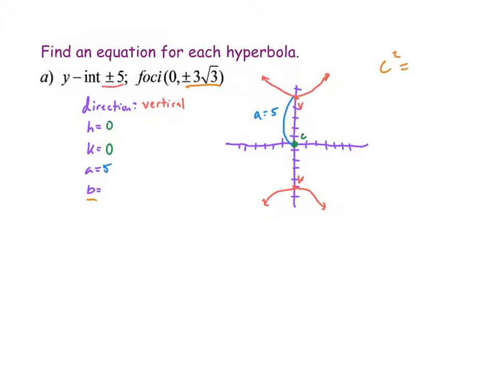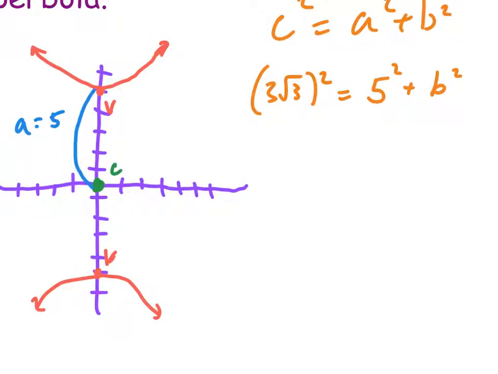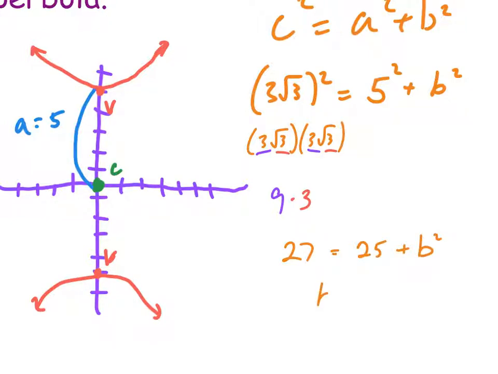So I'm just going to use that C value and our A value to find B. C squared equals A squared plus B squared. This is our C value, how far it is from the center to the focus. So 3 square roots of 3, squared, equals 5 squared plus B squared. We did something like this a while ago, how to square this. 3 square roots of 3 times 3 square roots of 3: I take the 3's and multiply them, that gives me a 9, and I take the square roots of 3's and multiply those, that gives me a 3. So 9 times 3 is equal to 27. That's equal to 25 plus B squared. So of course B squared must be 2. That means B is the square root of 2.